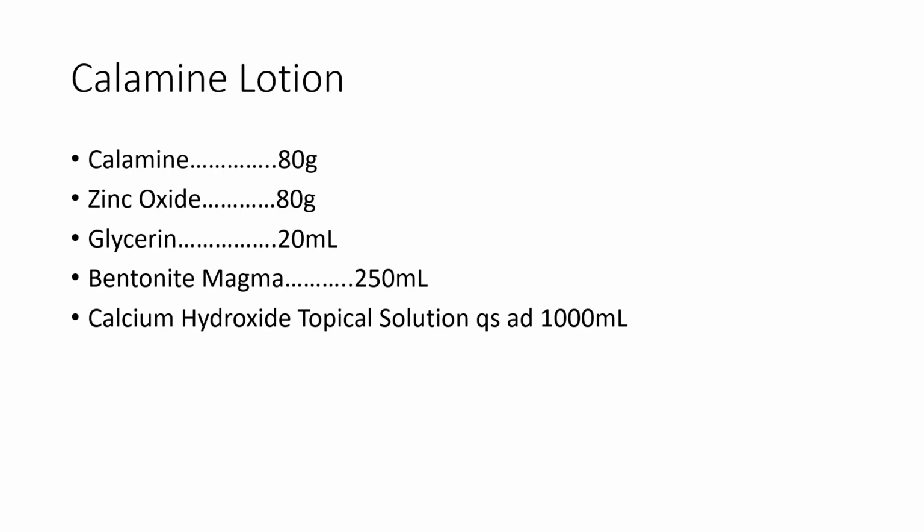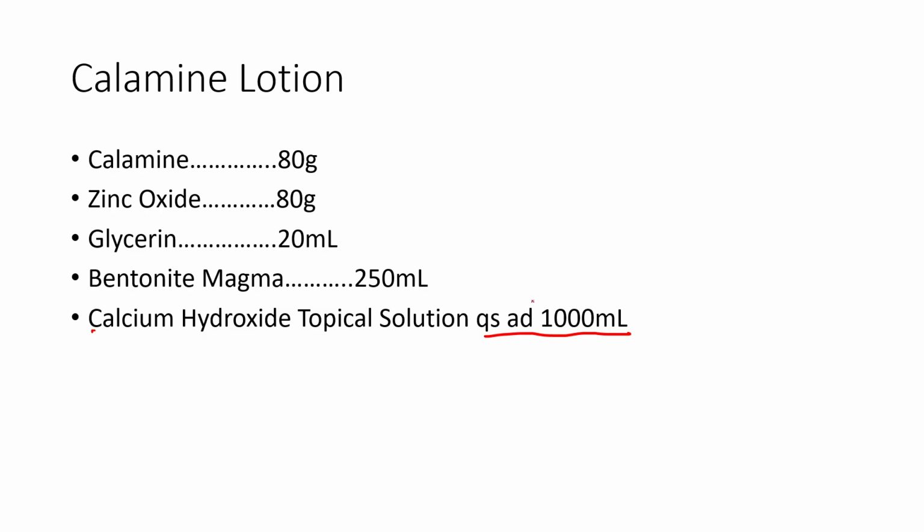So you will usually encounter this type of formula when you're going to prepare a liquid or semi-solid dosage form or any multi-phase system. So this is the recipe for Calamine Lotion. You're going to combine 80 grams of calamine, 80 grams of zinc oxide, 20 ml of glycerin, 250 ml of bentonite magma, and please take note of the last line. The last line is calcium hydroxide topical solution, QS add 1000 ml.